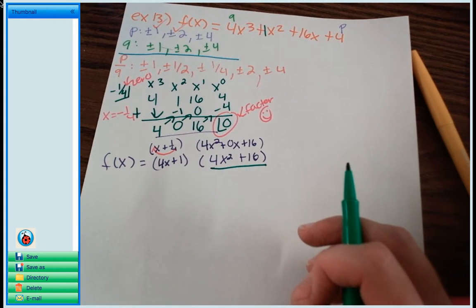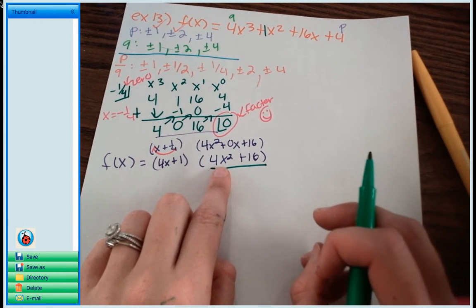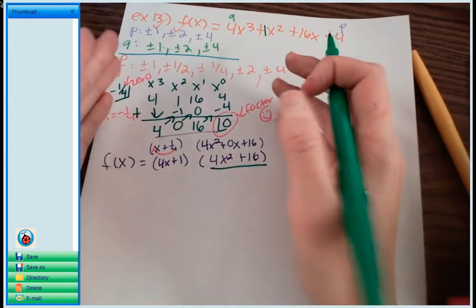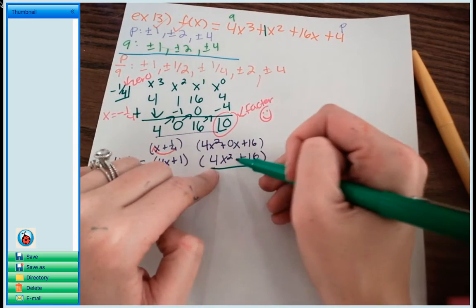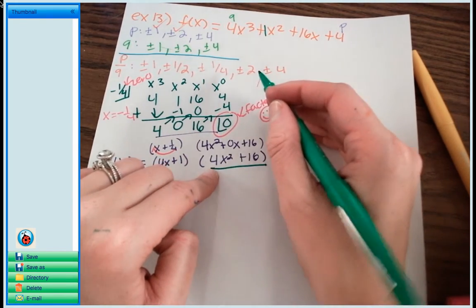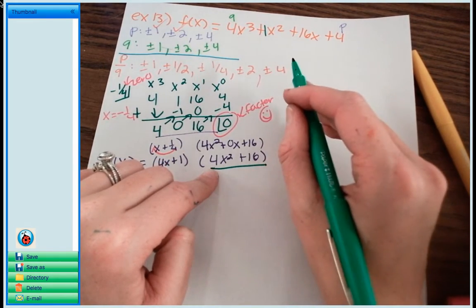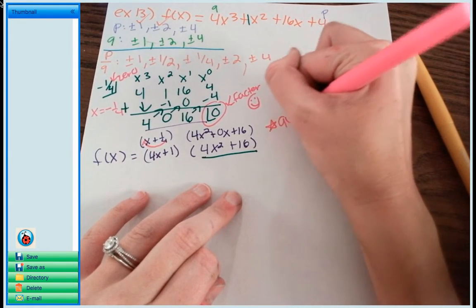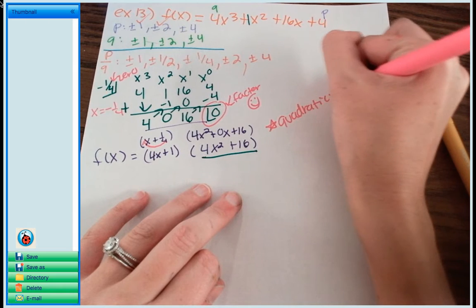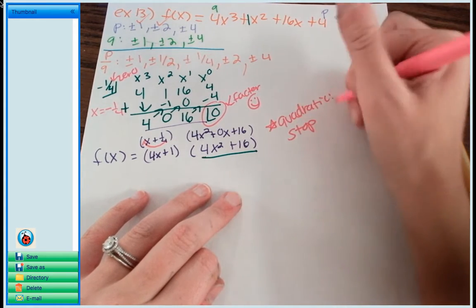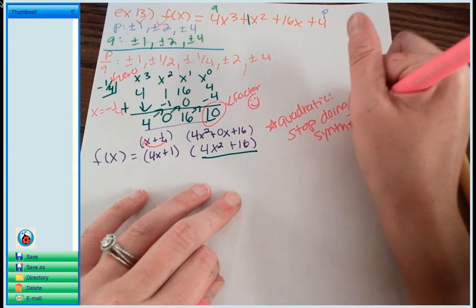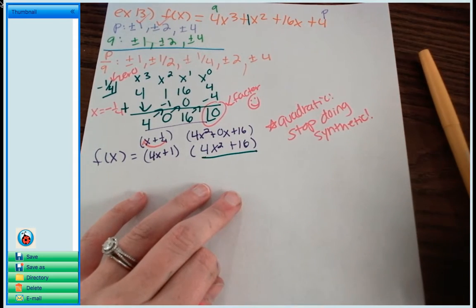Okay, now, I'm telling you that if you have an x squared, we're getting to a point where we don't really need to do the synthetic division anymore. If you get it to a quadratic, you can stop doing all this synthetic division stuff. So keep that in mind. When you get it to a quadratic, quadratic means stop doing this. Stop doing synthetic. We don't want to do it anymore because we are wasting time.